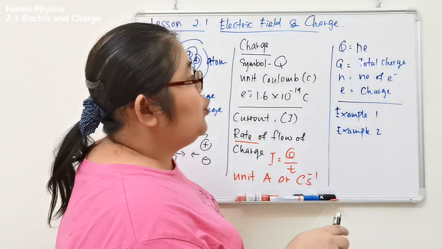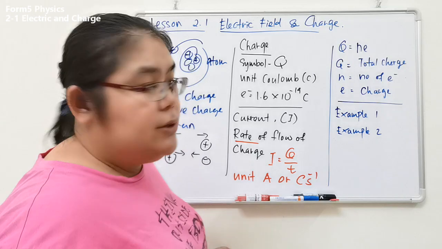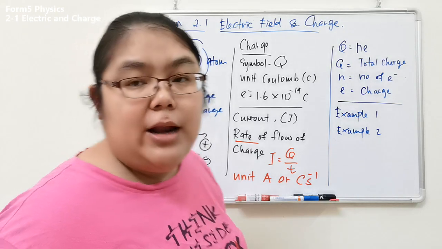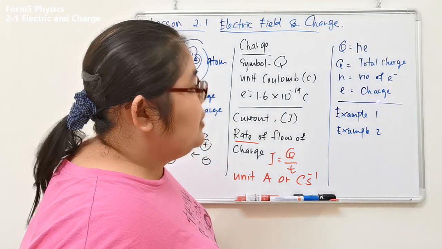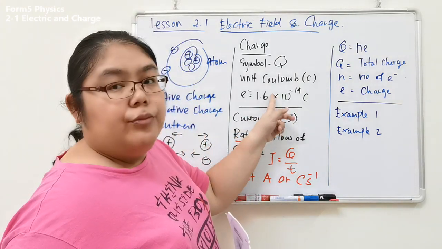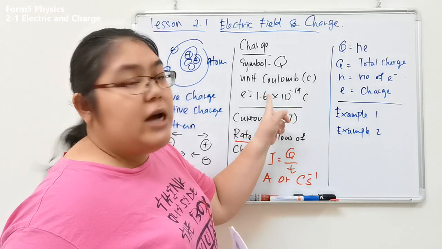So Q stands for total charge. N means the number of electrons, how many electrons are inside. Lastly, E means the charge of one electron. Inside one electron there is this much charge.